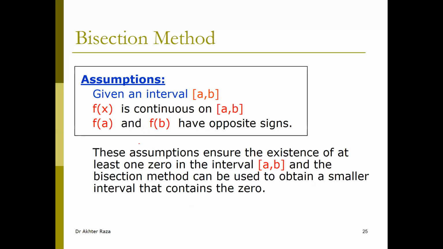The assumptions are what? A and B are given, the function is continuous, FA and FB have opposite signs. These assumptions ensure the existence of at least one root in the interval, and the bisection method can be used. So these are the assumptions. If these assumptions are fulfilled, then we can find a root.